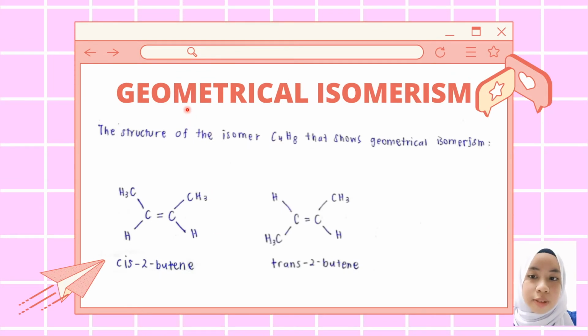The question asks for the structures of the isomers of C4H8 that show geometrical isomerism. The first one is cis-2-butene and the second one is trans-2-butene. Cis-2-butene is known as the same side because the hydrogen atoms are on the same side, and trans-2-butene is known as the different or opposite side because the hydrogen atoms are on different sides.